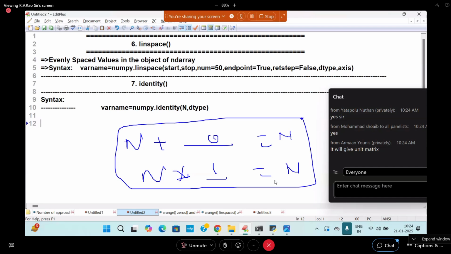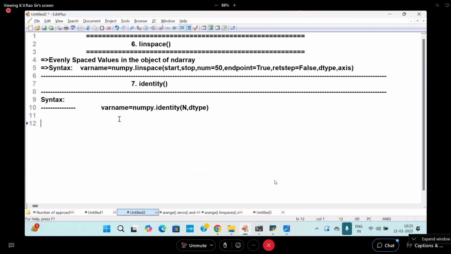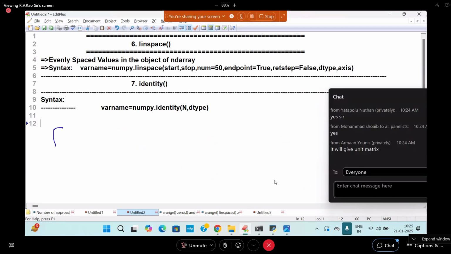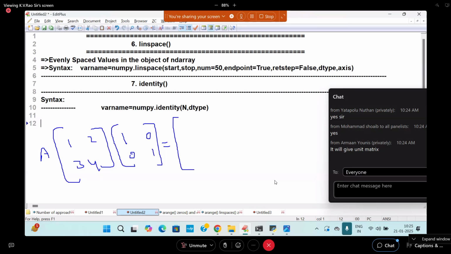Any matrix, any 2D elements, multiplied with a unit matrix, you will get the same matrix. Any matrix added with a zero matrix, you will get the same matrix. If you don't know, I will show you this. 1, 2, 3, 4 is a matrix A. And the unit matrix I will take: 1, 0, 0, 1. Please do the multiplication to see the answer.